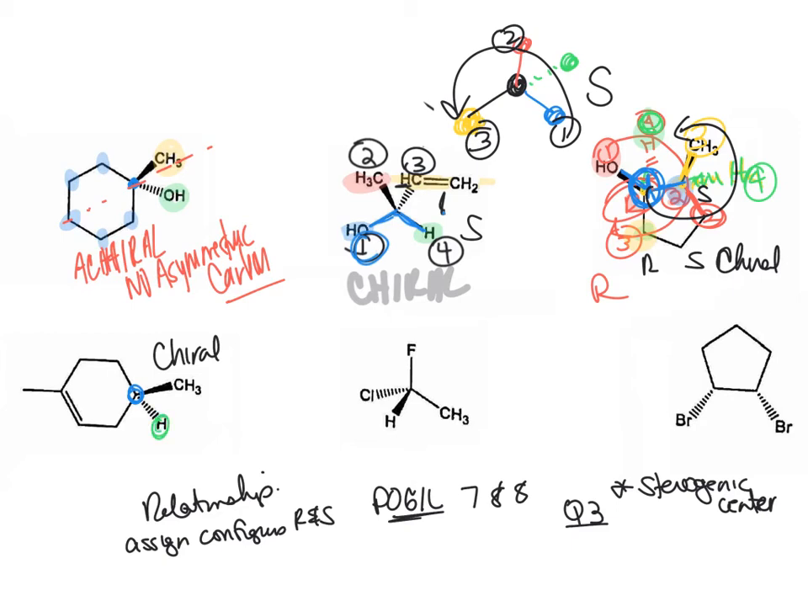We'll make hydrogen green because it's in the back. That's number 4. We'll make number 1 red. Number 1's going to be this carbon right here. We'll make number 2 carbon.